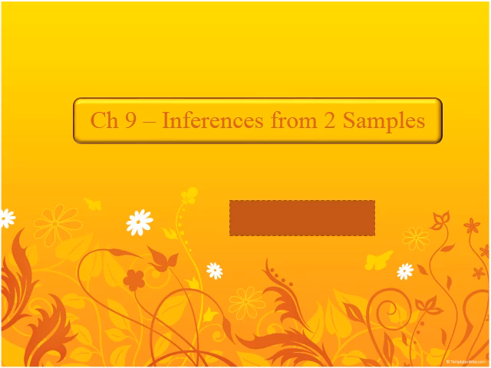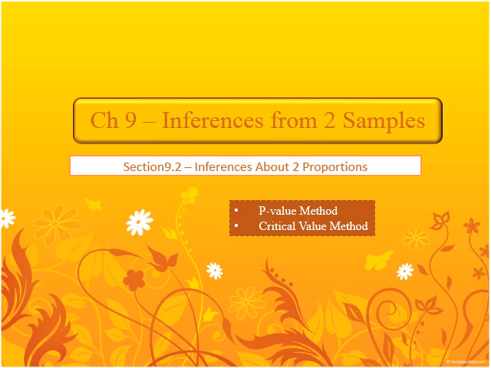So that's where we're going in Chapter 9. A lot of the methods and procedures will be similar to what we did in Chapter 8, but we'll need a different test statistic, and some of the nuances will be slightly different. So Section 9.2, we're going to look at inferences about two proportions, and then in the next section, 9.3, we'll look at inferences about two means. But again, we'll talk about a p-value method and the critical value method in both of these sections.